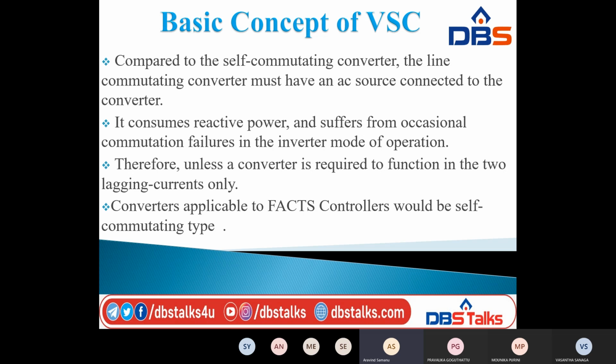We have two modes of operation. One is the rectifier mode of operation and another one is the inverter mode of operation. Compared to the self-commutating converter, the line-commutating converter must have an AC source connected to the converter. Why? Because it consumes reactive power and suffers from occasional commutation failures in the inverter mode of operation.